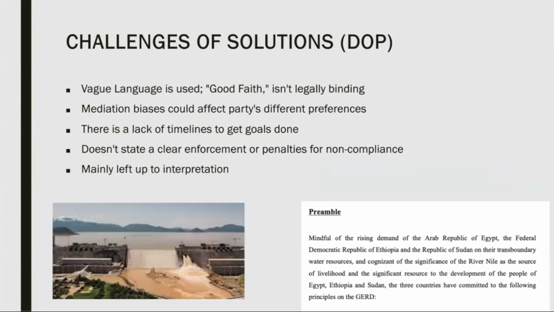There's also a lack of timeliness to get goals done. And this is a big one. There's no clear enforcement or penalties for non-compliance, or essentially going against the rules that are stated in the DOP. And that leaves it mainly up to interpretation for these countries. However, like they said, they all signed and all are in agreement that they will be in good faith, not go behind each other's backs, and hopefully, moving forward with the GERD and everything that entails, there can be agreements that can be concluded.